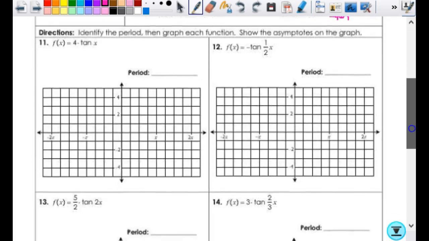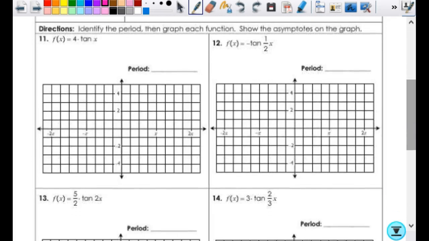All right, so let's look at this graph. Let's graph it. It says identify the period, then graph each function, show the asymptotes on the graph. Okay, so it asks for the period. It asks for the amplitude for sine and cosine. It doesn't ask that here, because I forgot to take it off. But we still need something here because there's a 4 here. It's still important. So this is either the vertical stretch or the vertical compression. What is it? Stretch. So it's a vertical stretch of 4. Still an important thing. What's the period here?